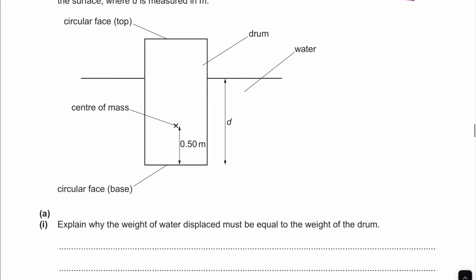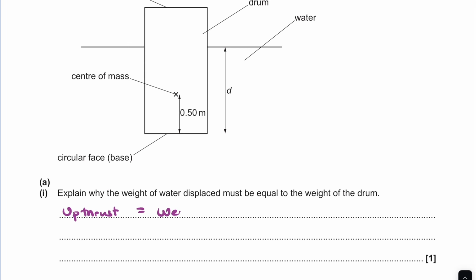So we have to explain why the weight of water displaced must be equal to the weight of the drum. That's because upthrust is equal to the weight of the water displaced.